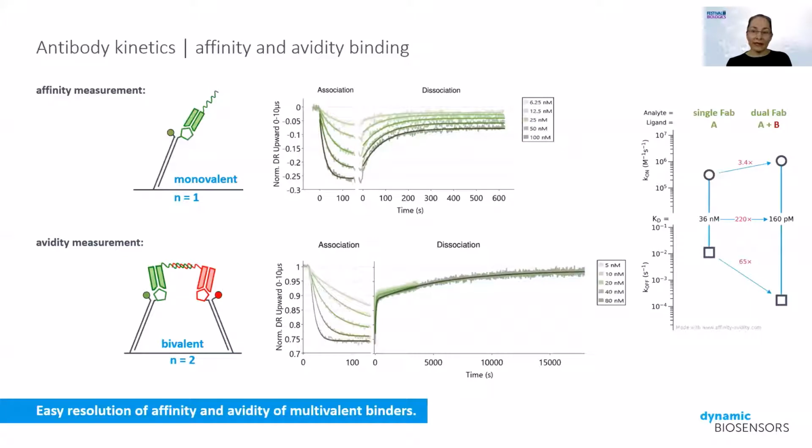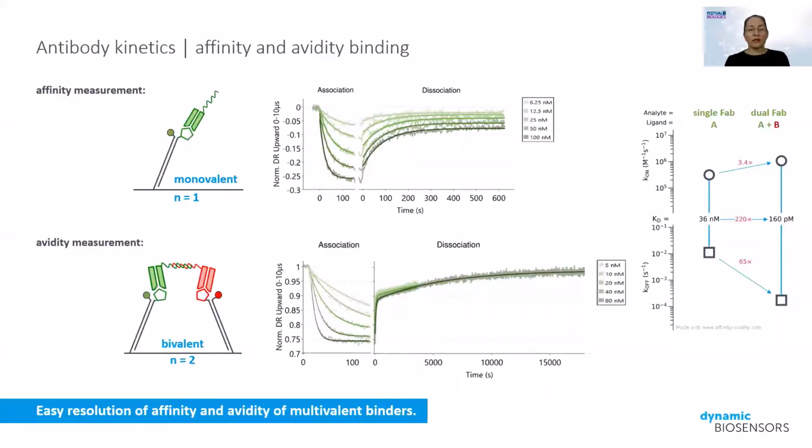When adding a second antigen on the surface and measuring the interaction of a bivalent dual Fab construct, the dissociation data revealed a significant portion of analyte being bound in an avid way, meaning with both arms at the same time. As you can see, the dissociation had to be measured for about 5 hours to resolve this slow dissociation process. The off rate slowed down by a factor of 65, resulting in a now picomolar binding affinity.